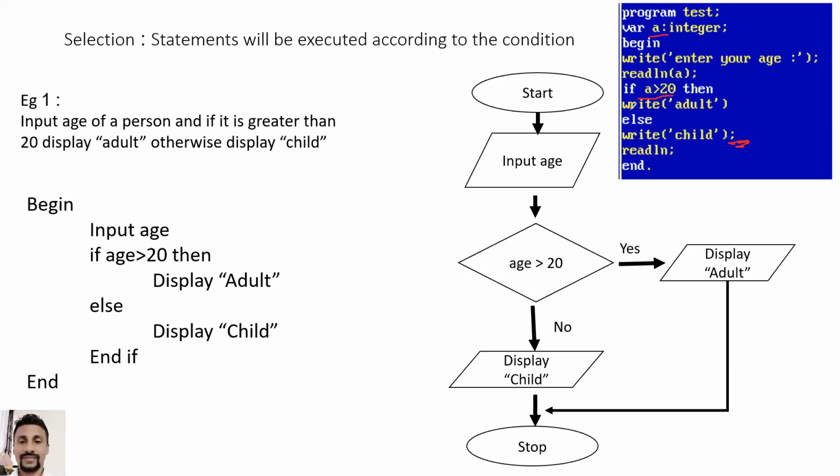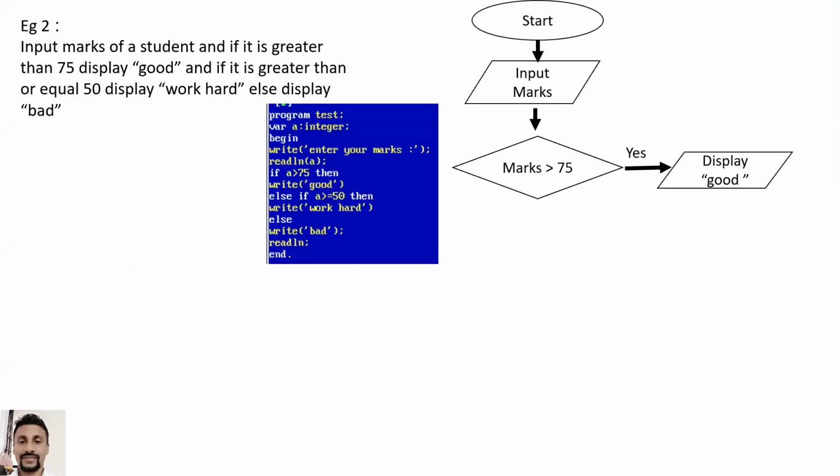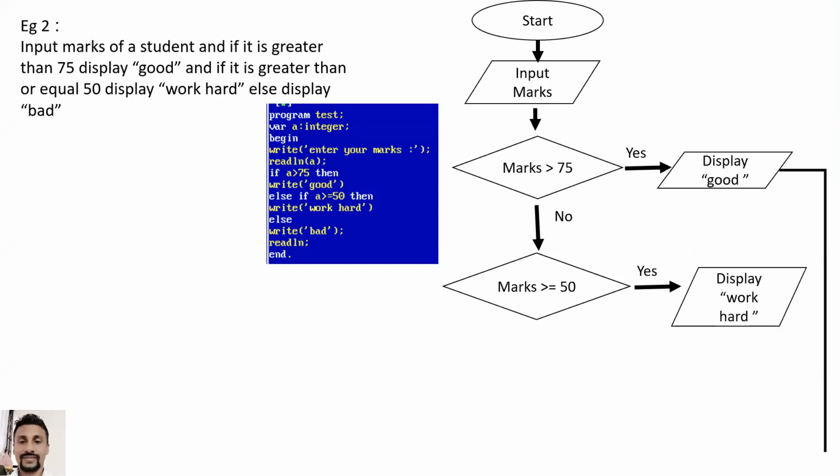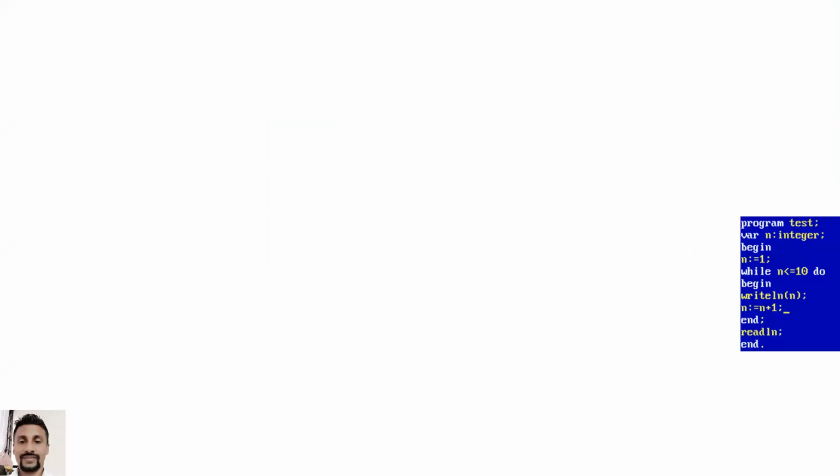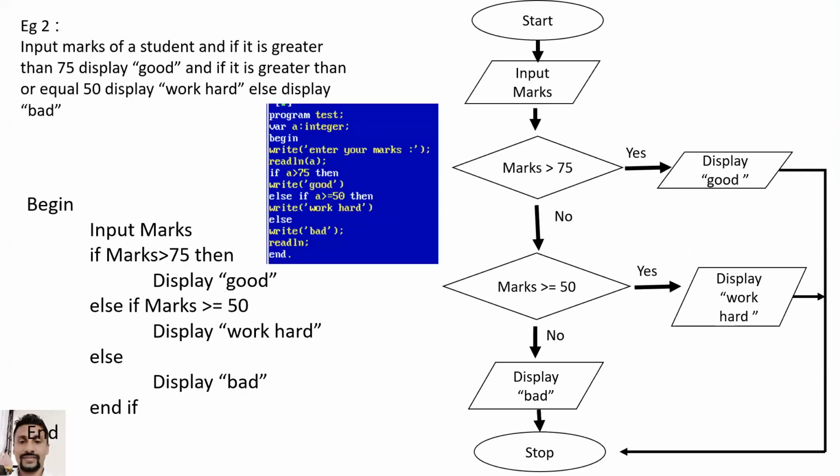We'll go to another program. Bit different. Okay, input marks of a student, and if it is greater than 75, display good, and if it is greater than or equal to 50, display work hard, else display bad. Now two different conditions you have checked.